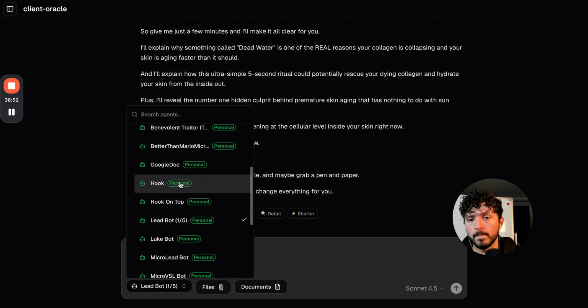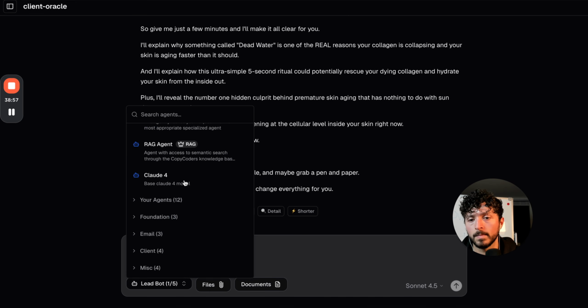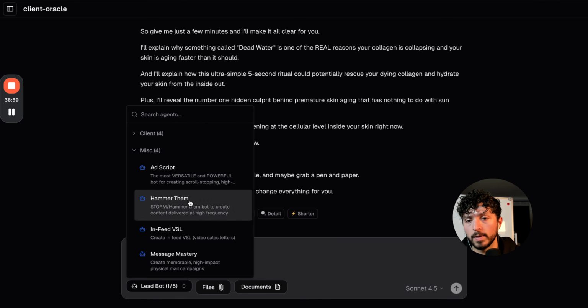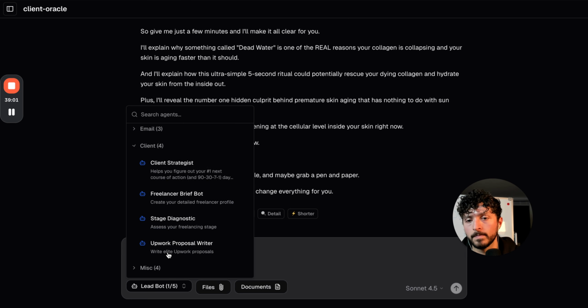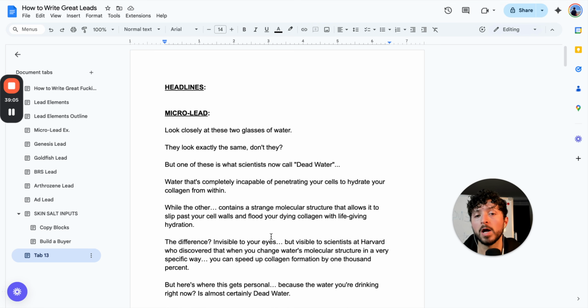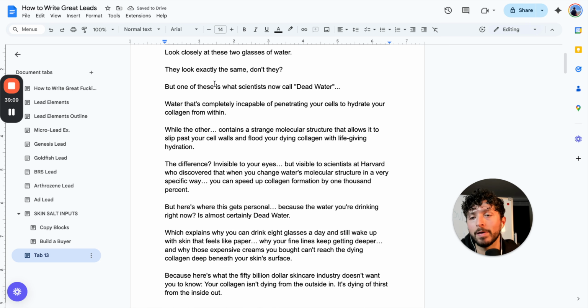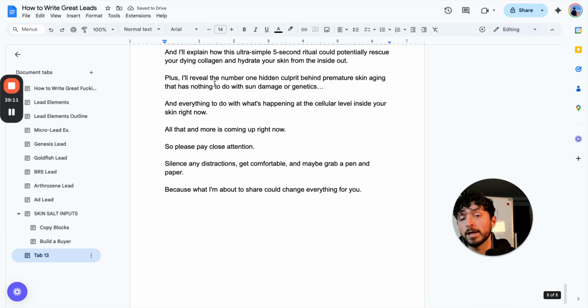And let me see if I have... I don't think I have my headline ones uploaded yet. But you can just put your headline ones. We have a great headline bot, and it would just write you different headlines, and then boom, you have a nice little lead. And by the way, this is something that you can sell to people.